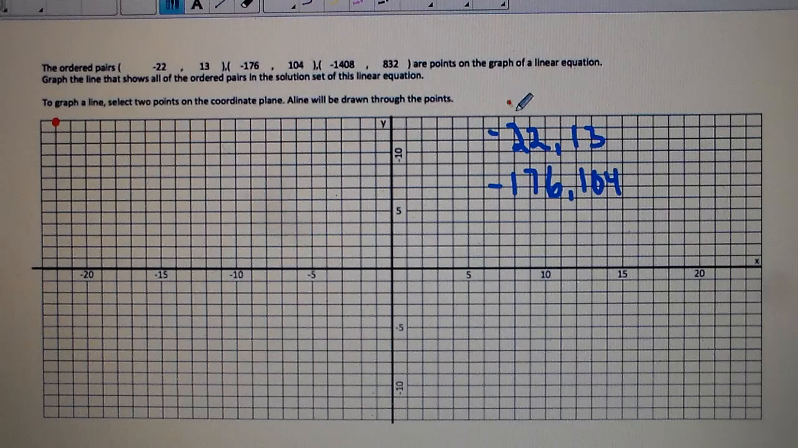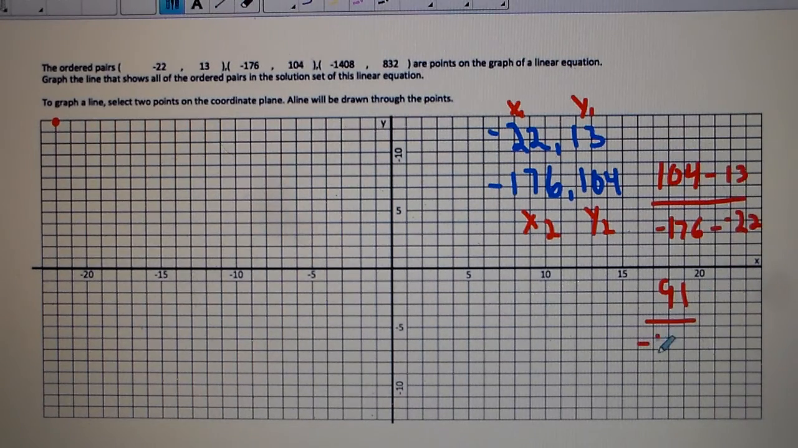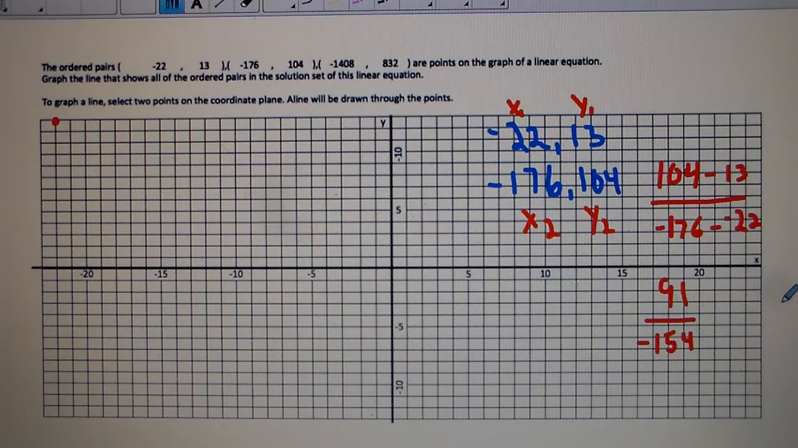We got to find the slope. So we got x1, y1, x2, y2. y2 minus y1, so we got 104 minus 13 over x2, which is -176, minus a -22, which is really just plus. 104 minus 13 gets you 91. -176 plus 22, I'm going to use a calculator just so I don't mess that up, and I get -154. 91 divided by -154, and I get -13 over 22.